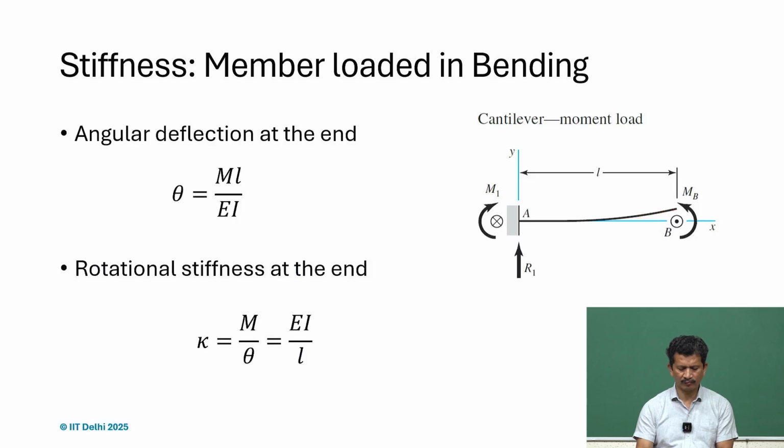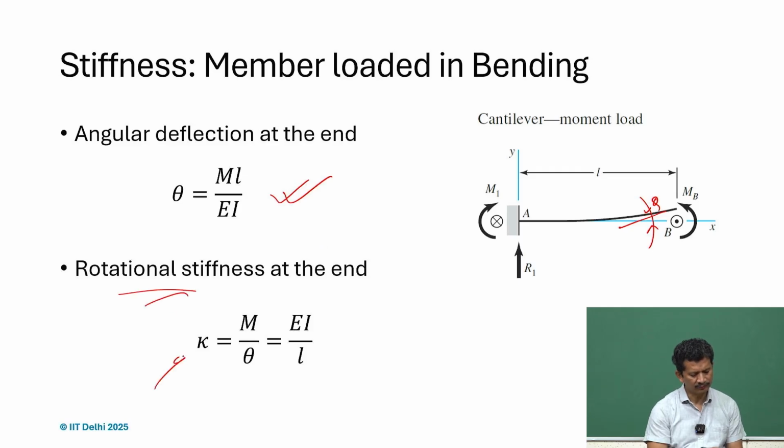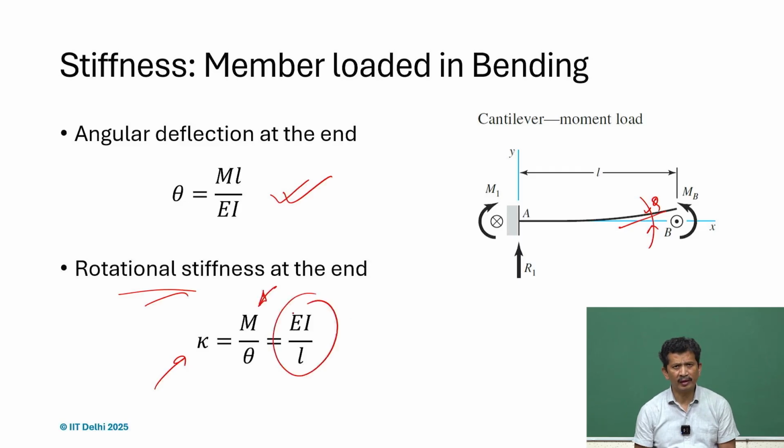In this case, suppose we compare this with respect to theta. The angular deflection will be given by ML by EI, and the rotational stiffness kappa is defined as M over theta. So, this is EI by L. Again very simple, very easy to remember. Whenever there is a cantilever and a pure bending moment is applied, what is the rotational stiffness?